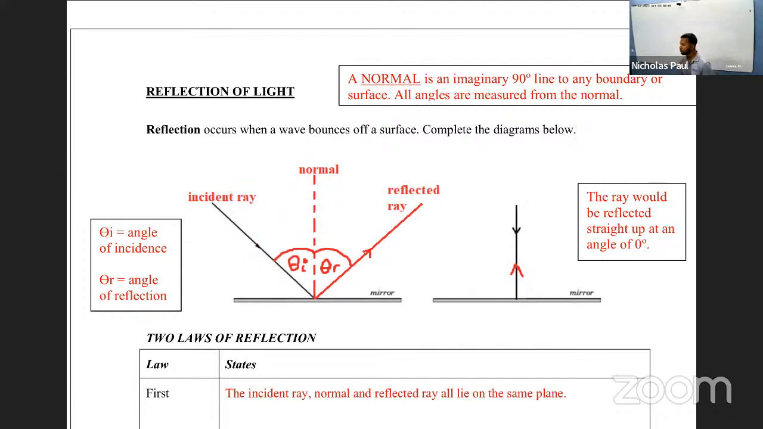And number two, the normal is an imaginary line at 90 degrees to the surface, at the point of incidence.